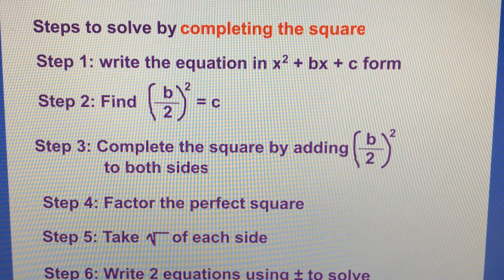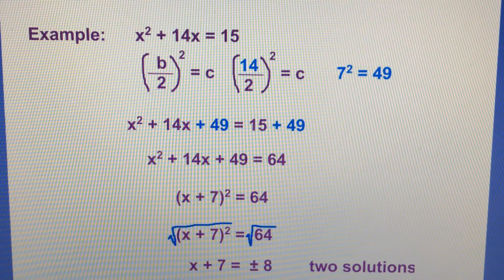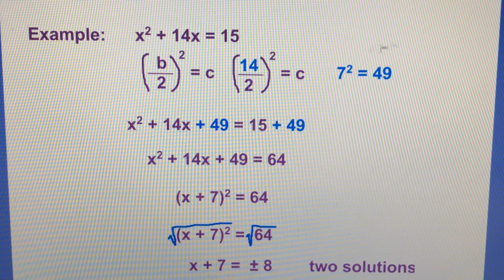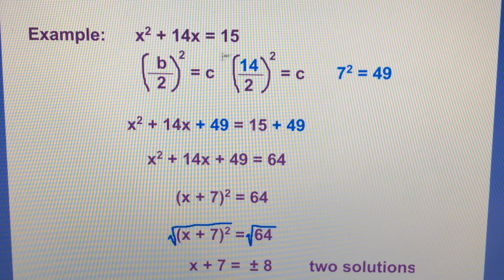Of course, we're going to look at one example. Let's go slow. x squared plus 14x equals 15. Well, there's no c value. Yeah, I could subtract 15 and move it to the other side, but then it would be equal to 0. We don't want that. Go ahead and leave it like this. My b value is 14. I place it in my equation. 14 divided by 2 is 7 squared. c equals 49. Add 49 to both sides.